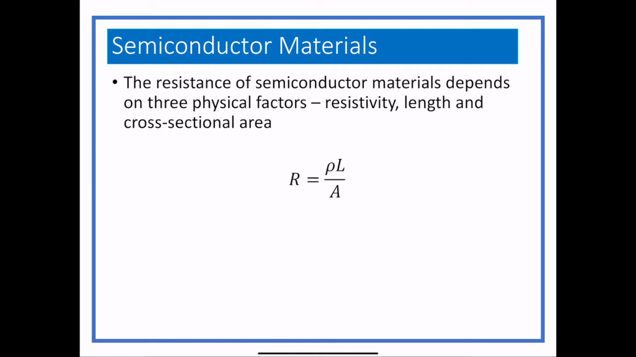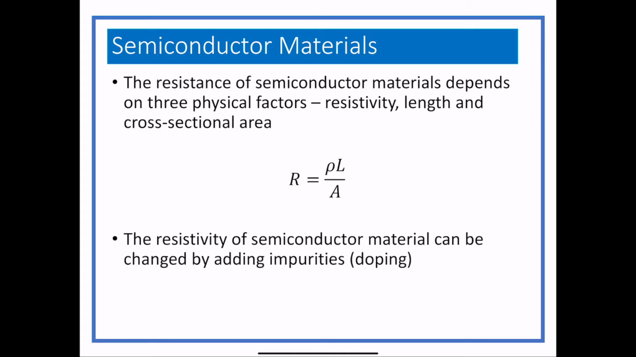The resistance of any semiconductor material depends on the resistivity, and then how long it is and the cross-sectional area. So for pure semiconductor material, there is a specific resistivity for that pure material. However, the resistivity can be changed by adding different impurities. That's how we basically make them have a wide range of resistivities, by adding impurities that will cause the resistivity to change.